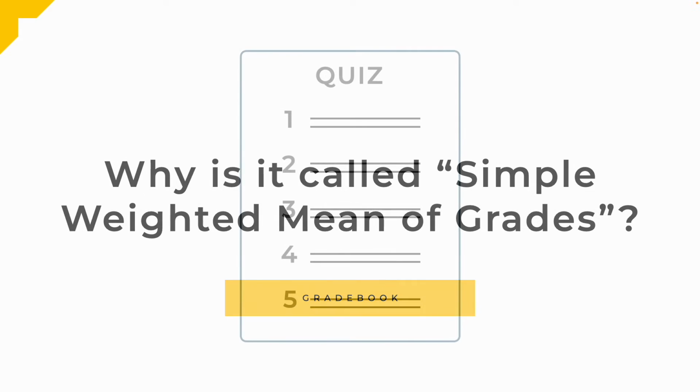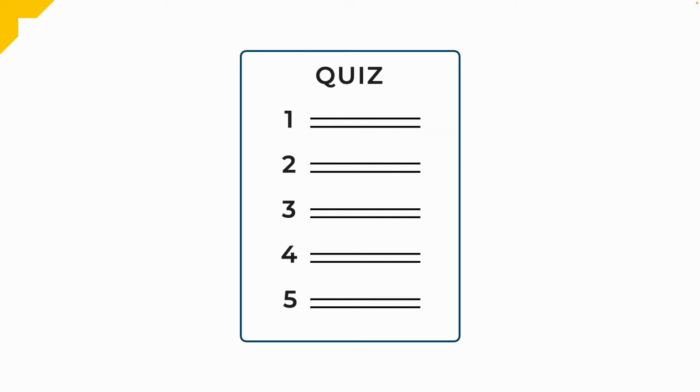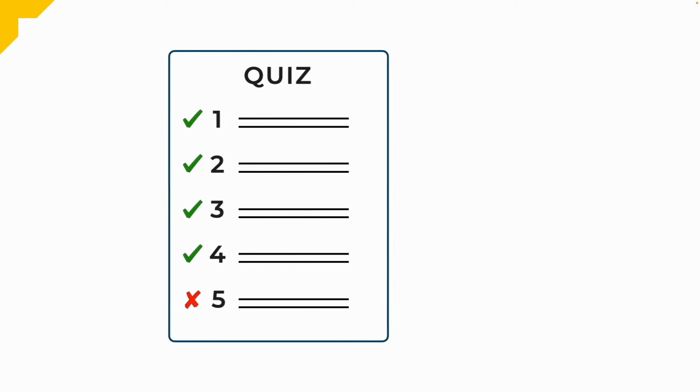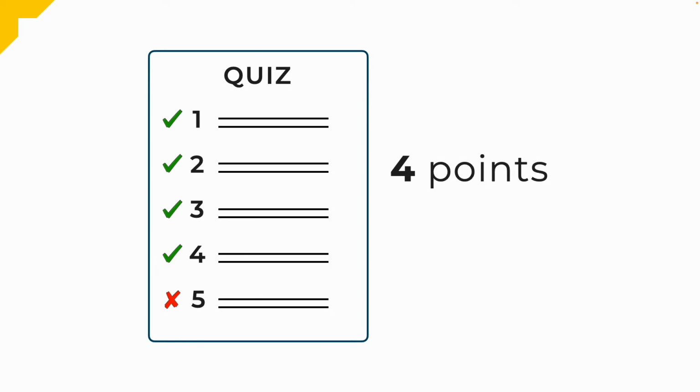Let's pretend I'm a student in your course and you give me a quiz with 5 questions that are worth 1 point each. I answer the first 4 questions correctly, but I miss the last question and answer incorrectly. When I hand my quiz to you to be graded, you'll look at the total number of points I earned, which was 4 points. You would then look at how many points I could have earned if I had answered every question correctly, which is 5 points.